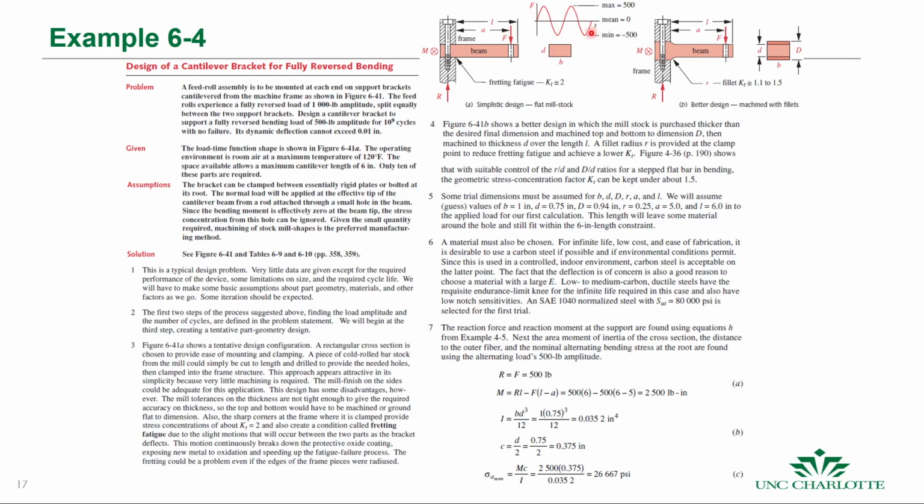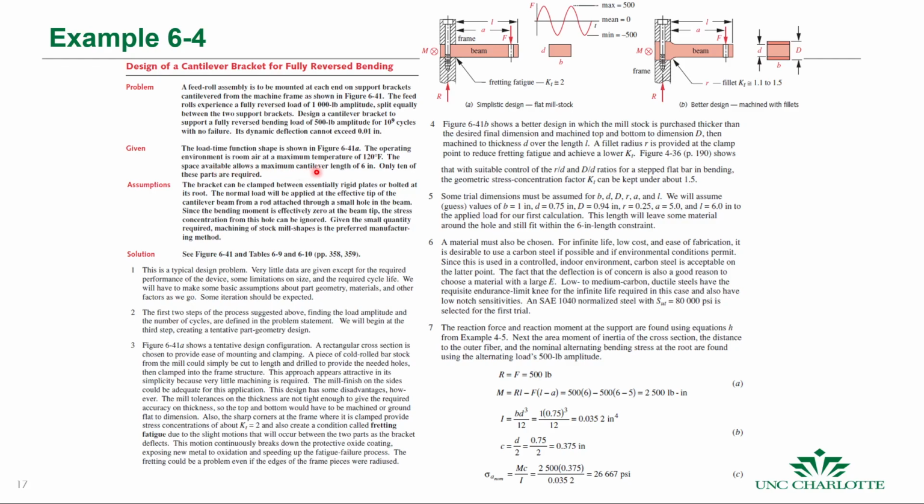We're told that the max load is 500 pounds and the minimum is minus 500 pounds, and we need to design a bracket to support fully reversed bending for 10 to the 9 cycles with no failure. So we automatically want to go to a steel that has an endurance limit. We have the additional requirement that the dynamic deflection cannot exceed 0.010 of an inch. We're told that it's in air, so our temperature factor is going to be 1 because it's below 450 degrees Fahrenheit.